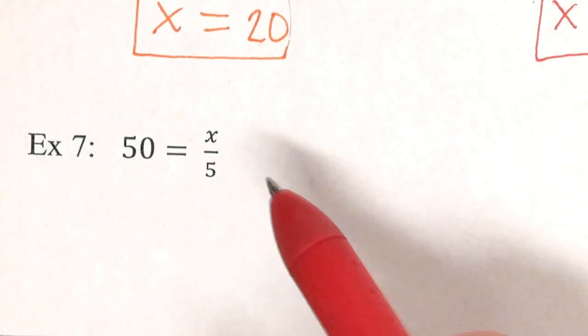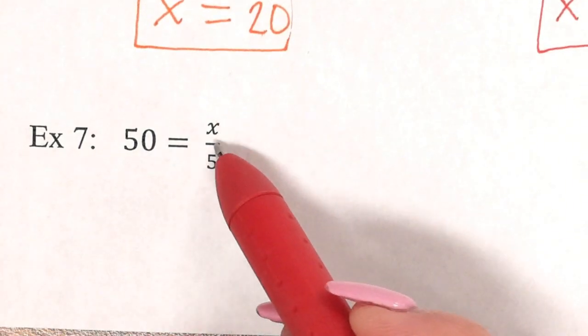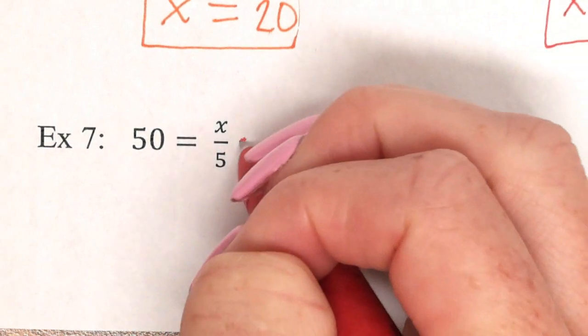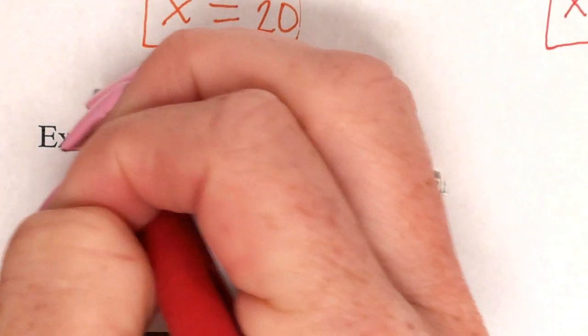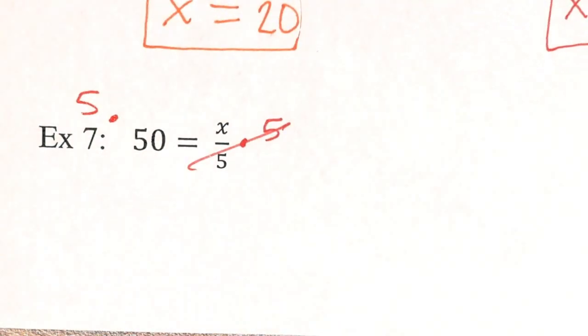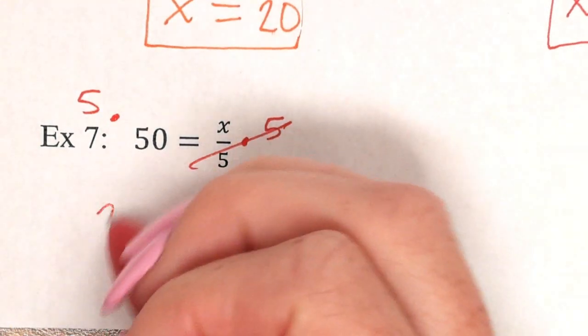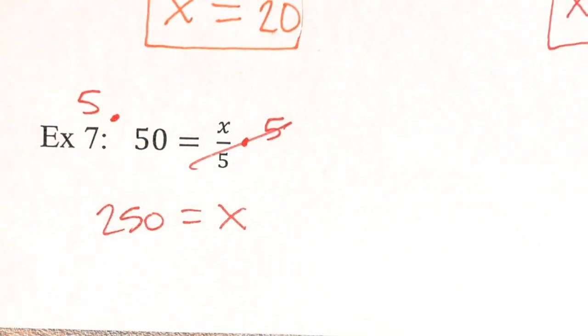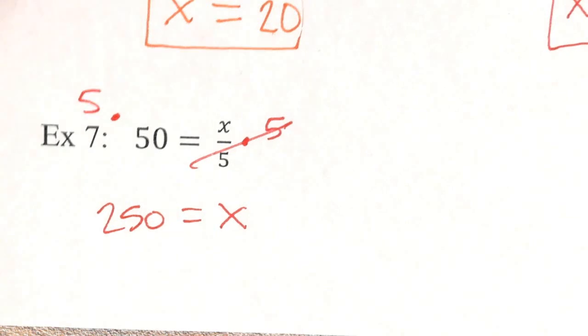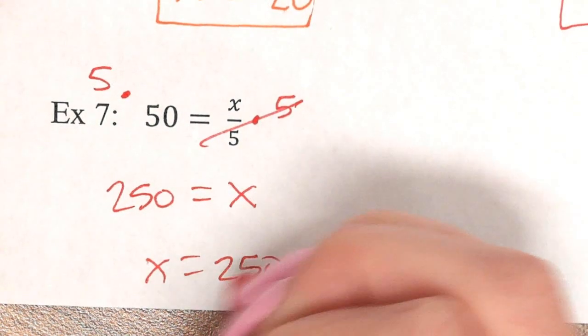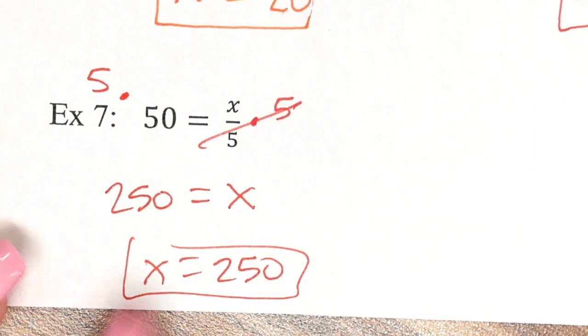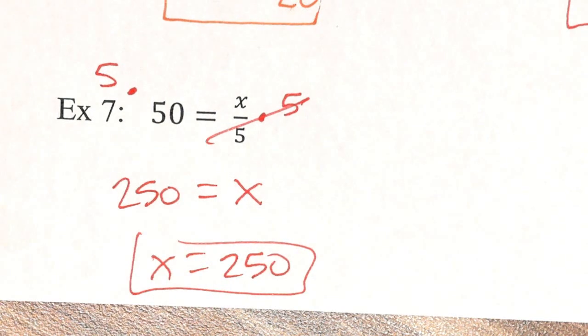All right, how would you get rid of this 5 if x is being divided by 5? Multiply both sides by 5. That cancels out. And 5 times 50 is 250 equals x. If you want to write it like x equals 250, that's perfectly fine. Or you can write it like this. They mean the same thing.